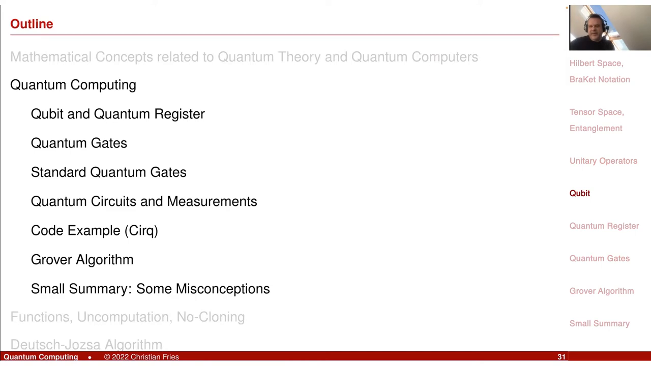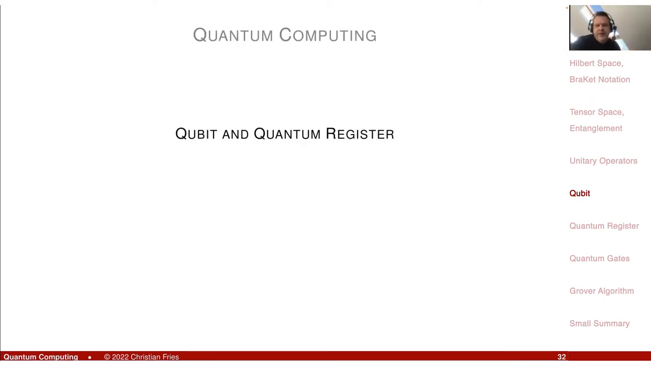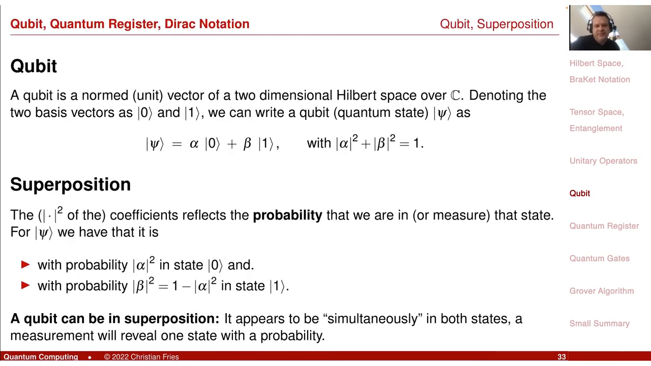Okay, so that was my first little tour through some mathematical concepts that we need. The most important one is maybe the tensor space. And now let's restart and look at how we use these things in quantum computing. So first thing to repeat, qubit and quantum register. A qubit is a normed unit vector of a two-dimensional Hilbert space over C.